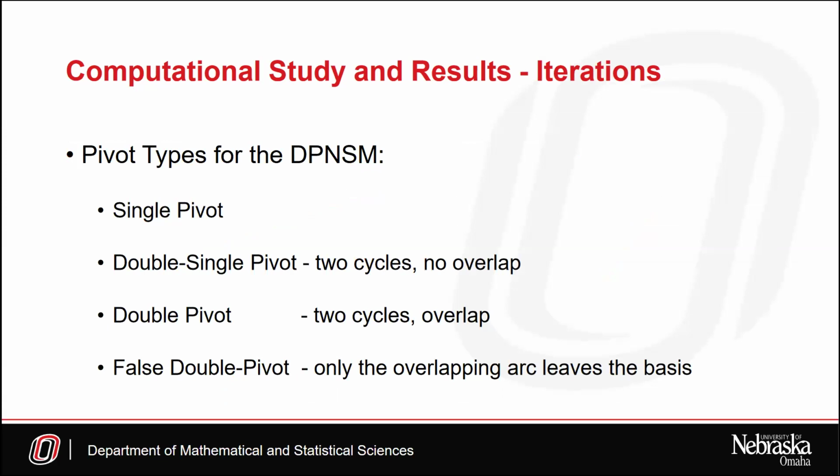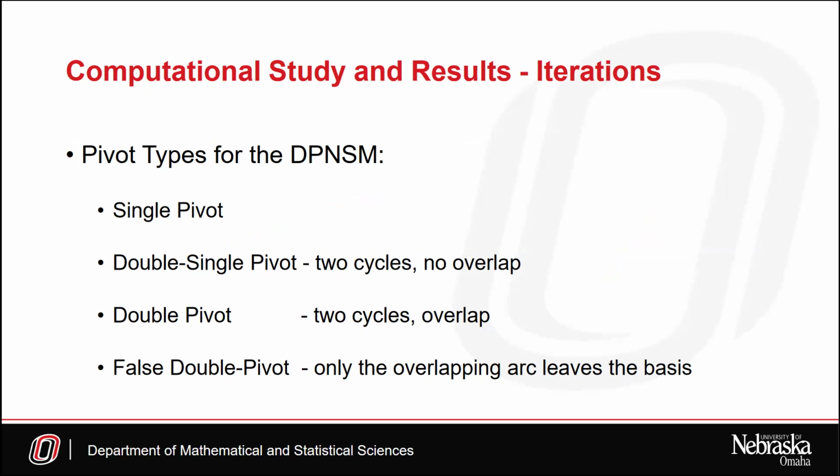So the pivot types for the double pivot network simplex method are as follows. Single pivot means you only enter and exit one arc. Double single pivot is you enter 2 arcs and leave 2 arcs, and there's no overlap. Double pivot is to enter 2 arcs and leave 2 arcs, but there is overlap.